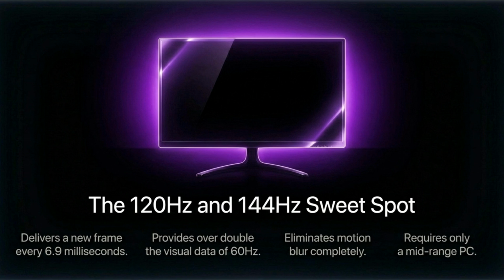The 120 Hz and 144 Hz range is the sweet spot. It delivers a new frame every 6.9 milliseconds, providing over double the visual data of 60 Hz and eliminates motion blur completely. This only requires a mid-range PC.